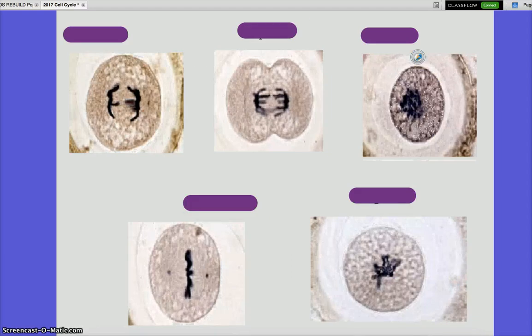Number 18. Can you go there for me? Who can name me any part of these? Raise your hand. This one right here is metaphase. Always go for that on the test. You know it. Start with that one. M for metaphase. M for middle.